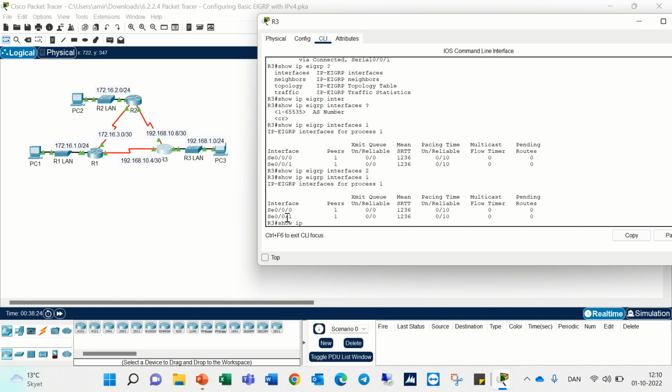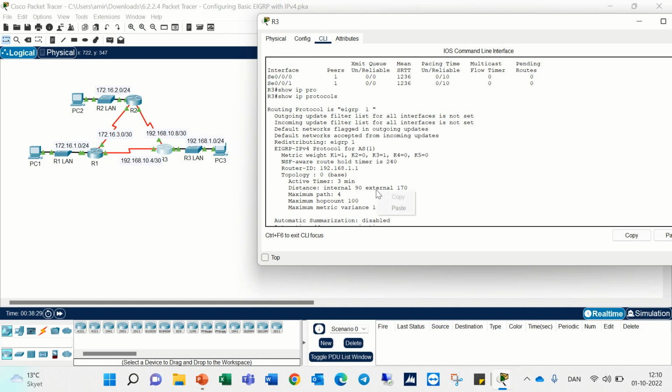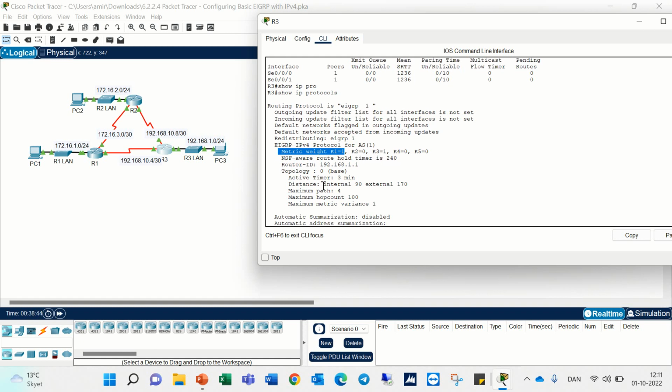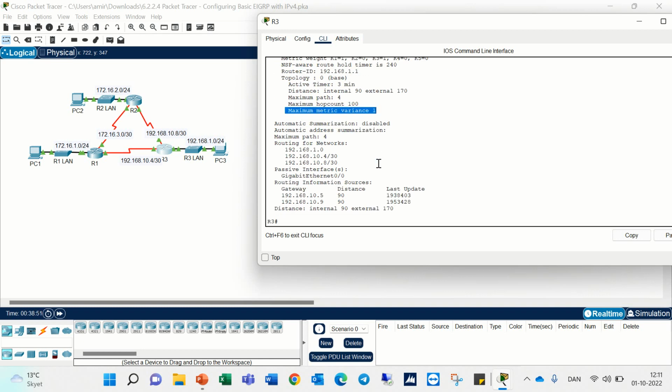Also, you can write here show IP protocols, and you can see also some information: what EIGRP you have used, what is the number, what is the formula or this metric. K1 is 1, K2 is 0, K3 is 1, and what is bandwidth and some information and maximum metric and information here. Lots of information. You can also see and try it. Yes, and in this situation, we have also verified that connection has been established.